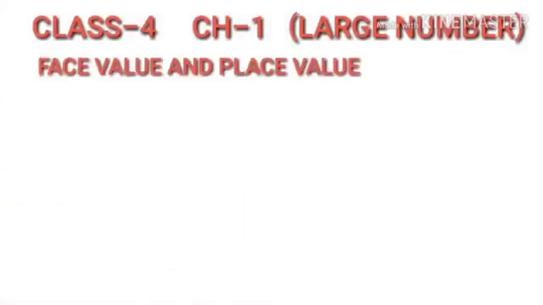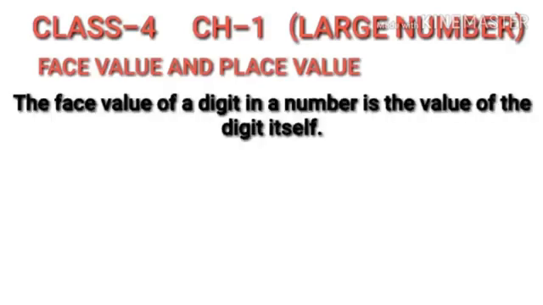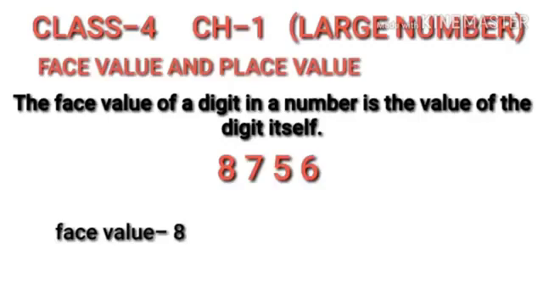Now after the concept of large numbers, let's move to the concept of face value and place value of a number. The face value of a digit in a number is the value of the digit itself. For example, in the number 8756, the face value of the first digit, that is 8, is 8.